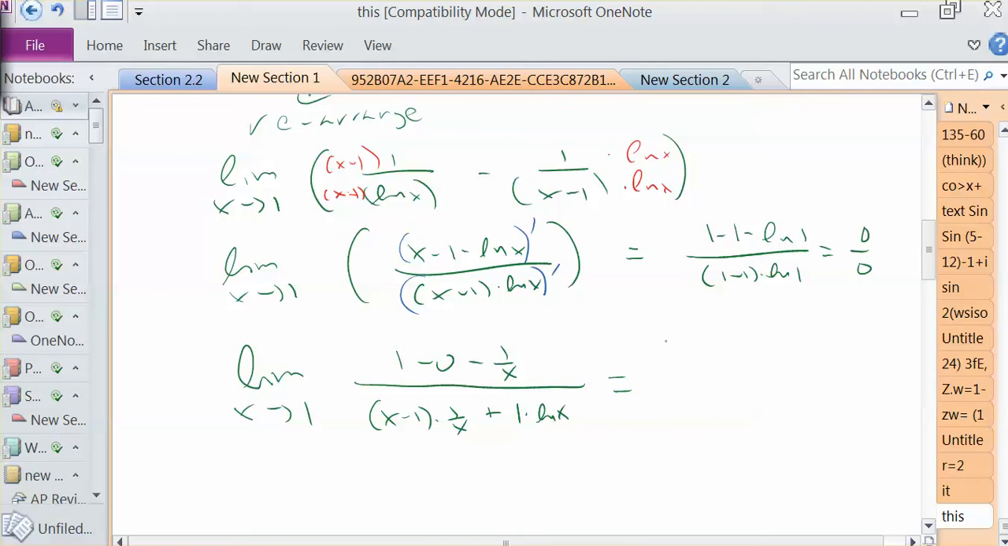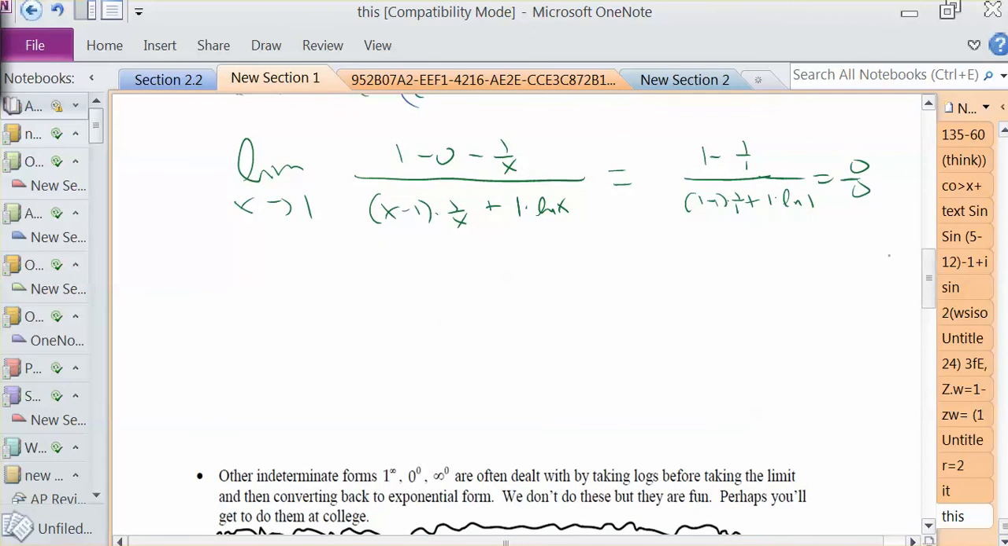And I probably still can't take the limit, because I'm going to have 1 minus 1 over 1, over 1 minus 1 times 1 over 1 plus 1 times natural log of 1. You still get 0 over 0. So guess what? We do the derivative again, as long as it's still indeterminate. And before I do it again, let me clean that up. I think that's going to be 1 minus 1 over x. And that's just going to be plain old ln x.